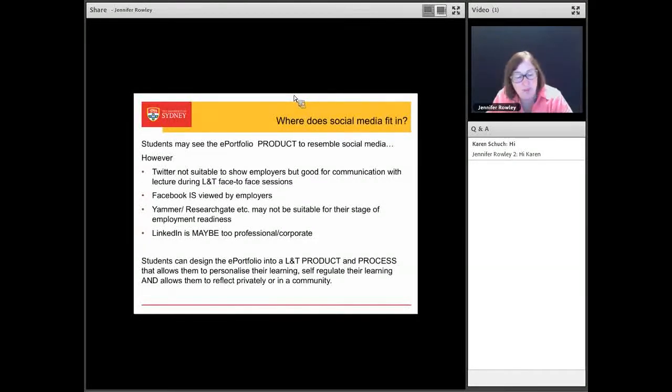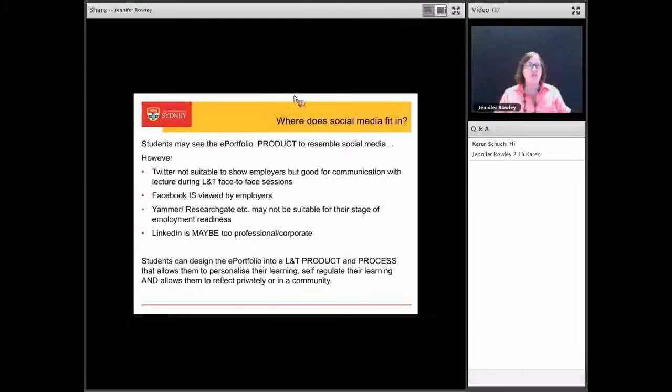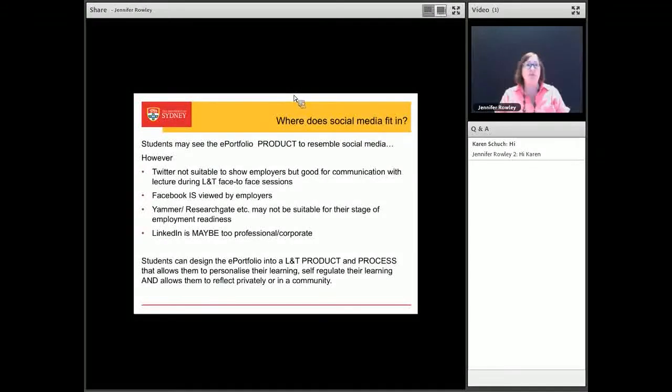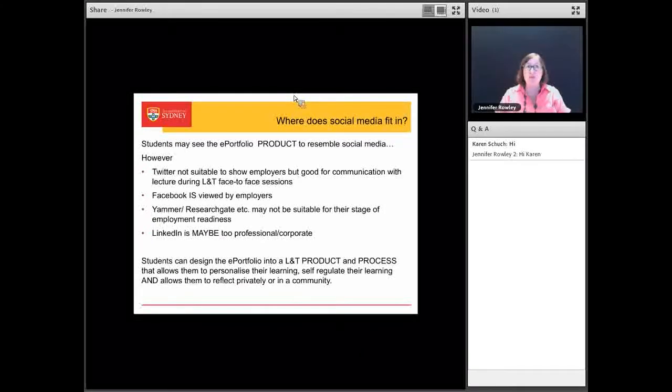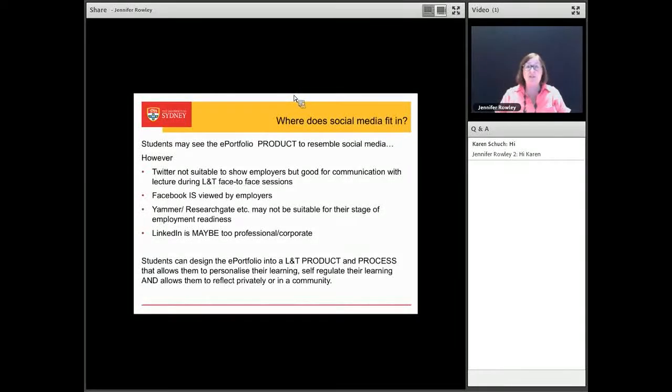What we really encourage the students to do is to redesign, or to design and create, the actual visual ePortfolio product. We ask them to perhaps even custom make banners that sit down either side. In PebblePad, you can use that banner and they can personalise it. But we actually ask them to personalise their actual learning.